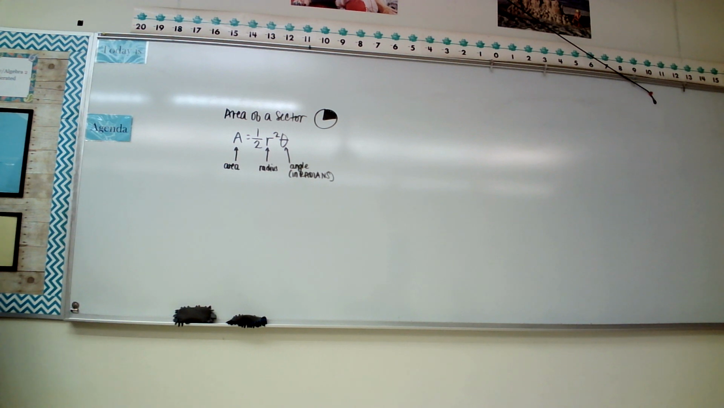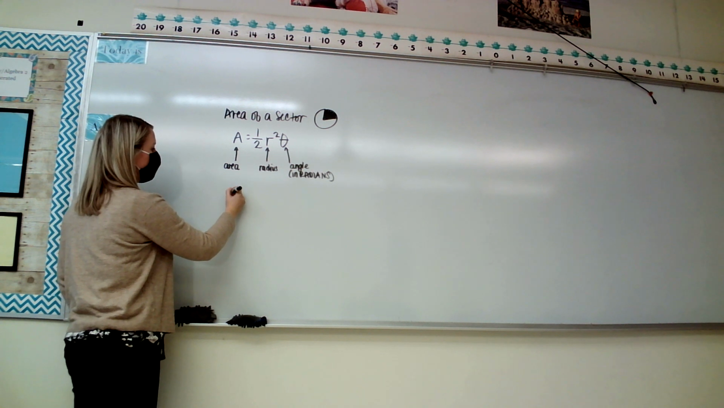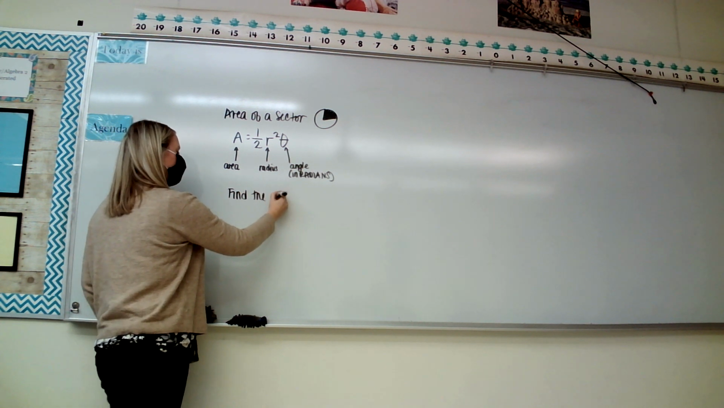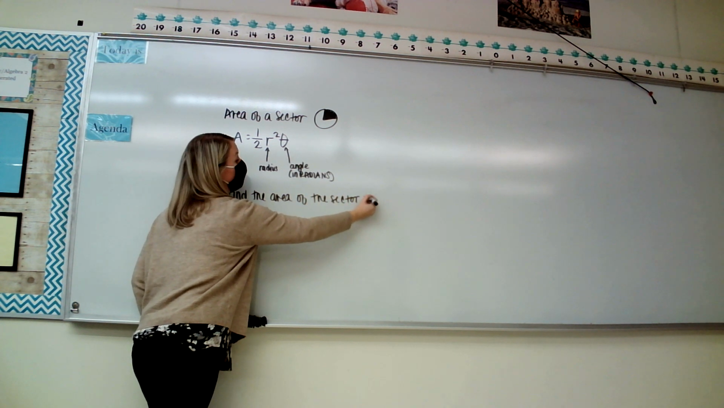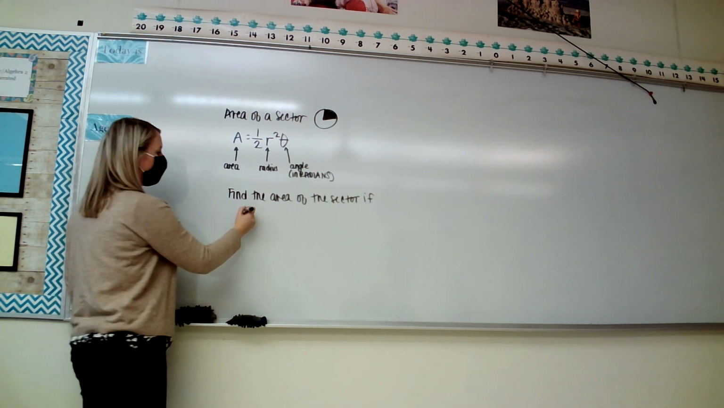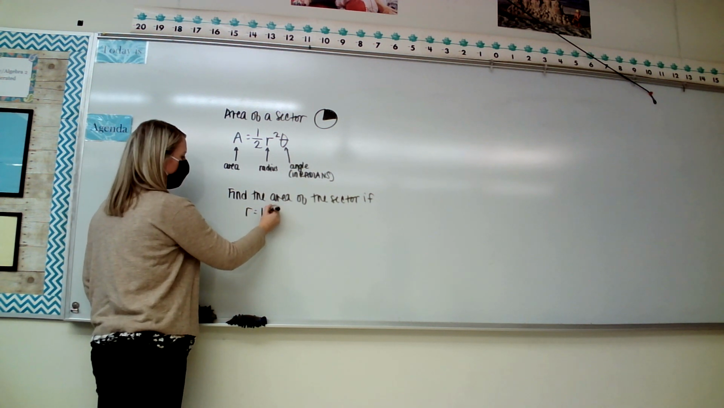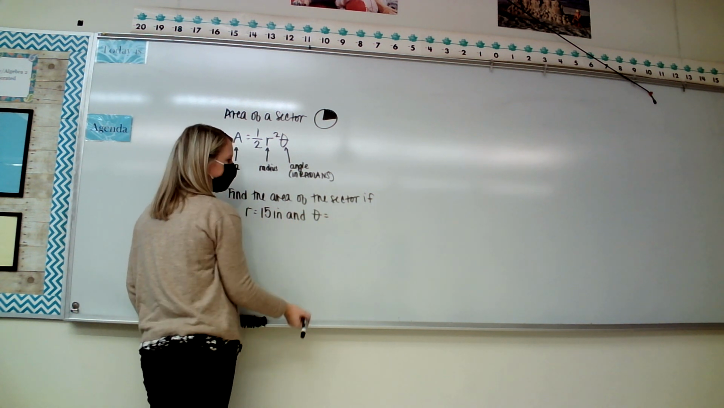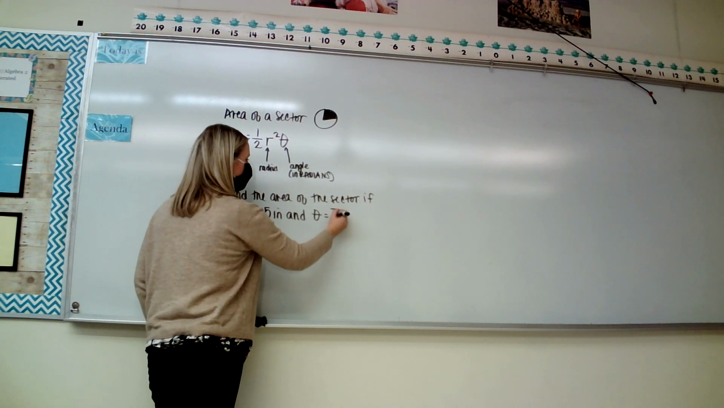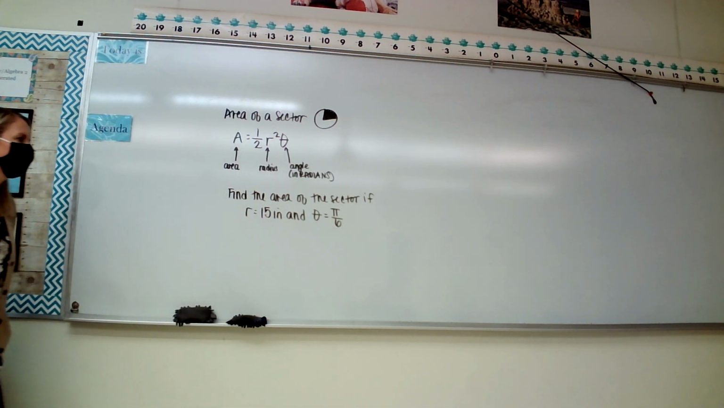All right, so we'll just do 2 examples, and then we'll wrap it up. Once again, it's just kind of plugging in. So if I said find the area of the sector, the radius is 15 inches, and the angle is pi over 6. So that one I feel good. I got the radius, that's fine. The theta is in radians, so I don't need to do anything fancy. I'm literally just plugging it in.